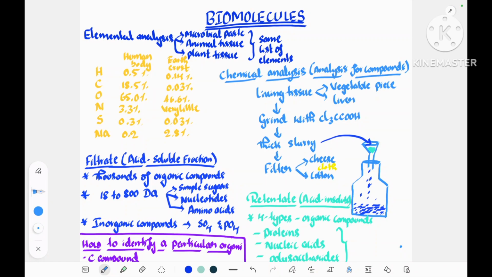Hi everyone, let us start with a new lesson, that is Biomolecules. This chapter is important for both the NEET exam as well as the board exam. Now let us quickly start the lesson and learn as much as possible.